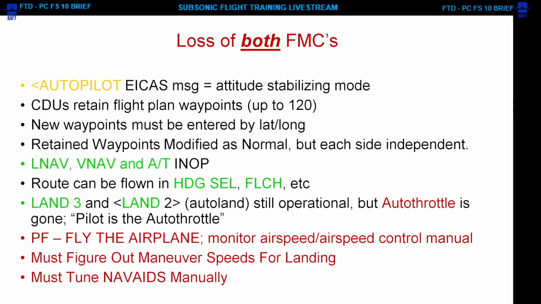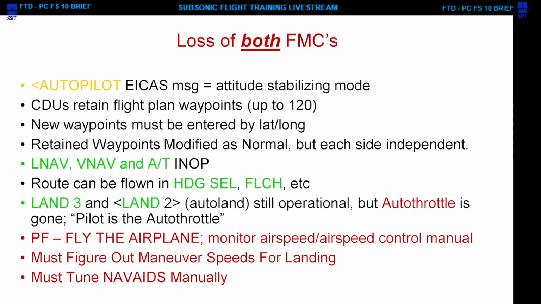So again, the CDUs will retain the flight plan waypoints in the CDU, because like we said, they are a little microprocessor. They're a little computer that remembers. And so they'll remember up to 120 waypoints in the flight plan. And so it retains those waypoints at the time of the failure of both FMCs.